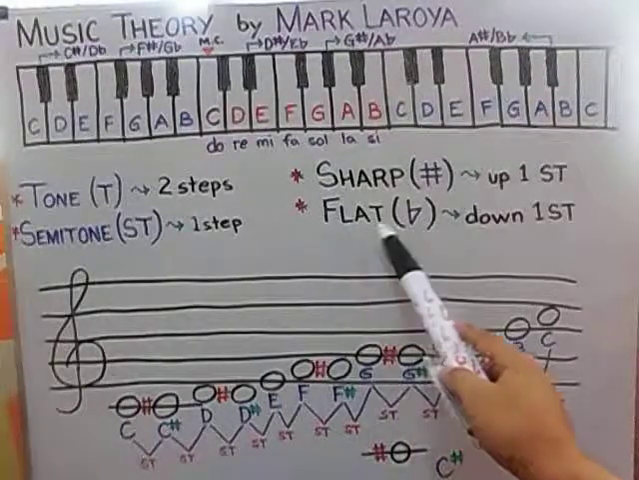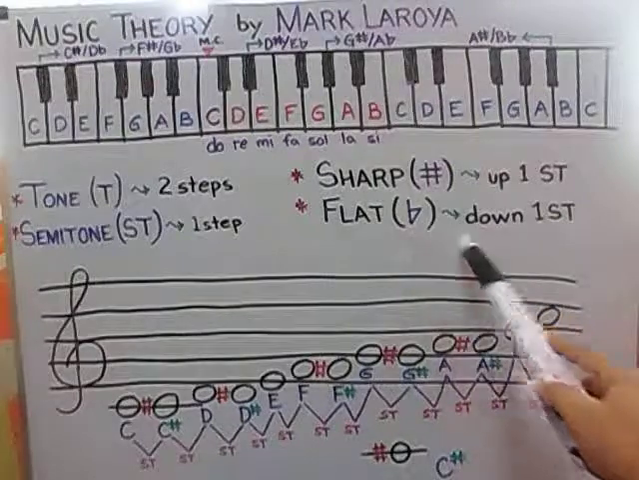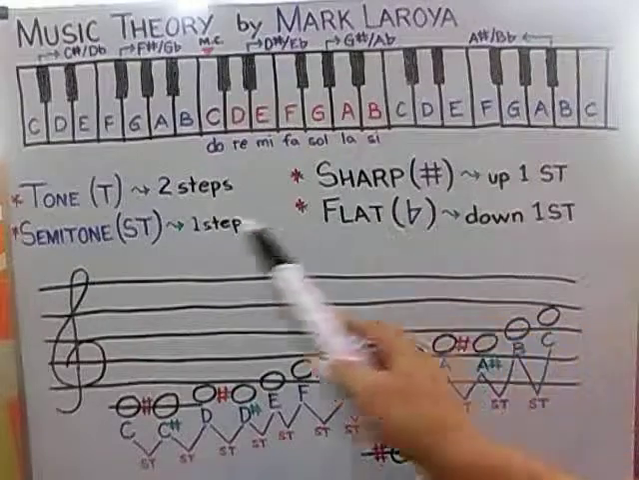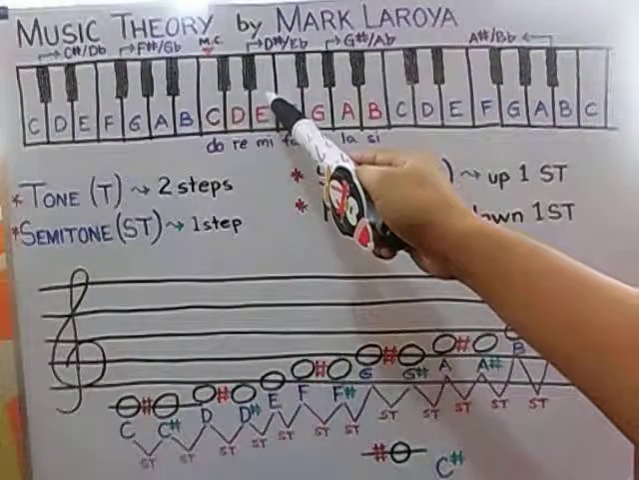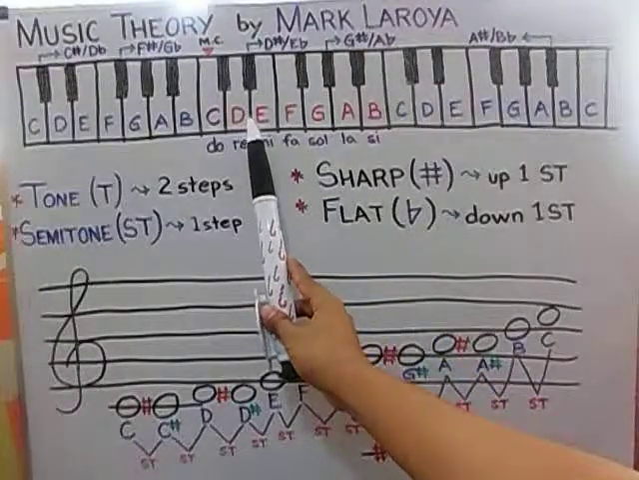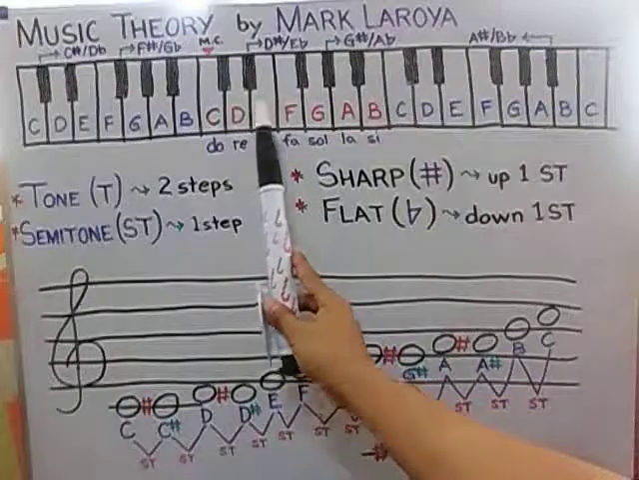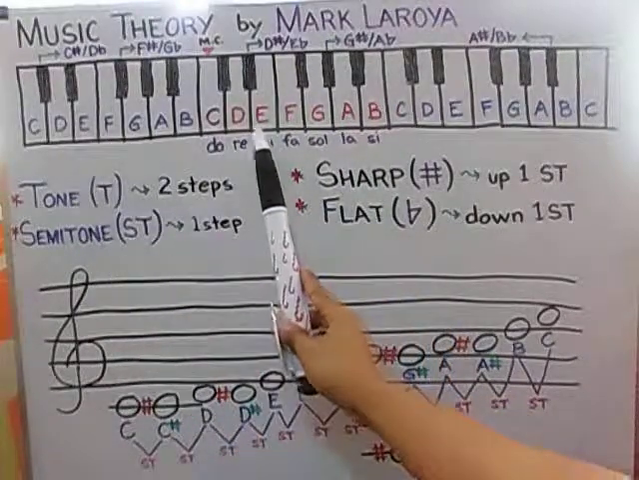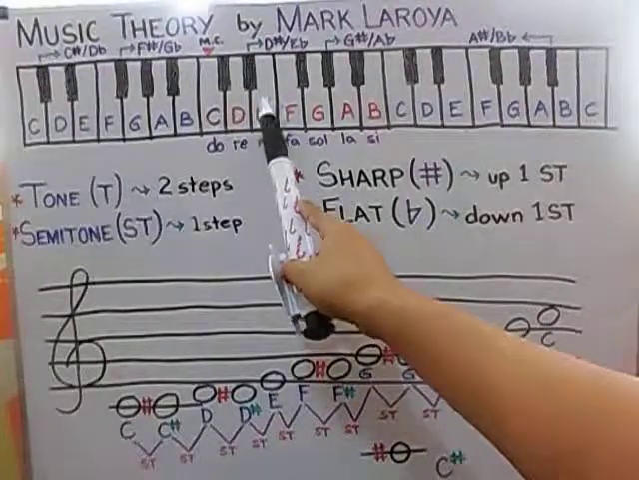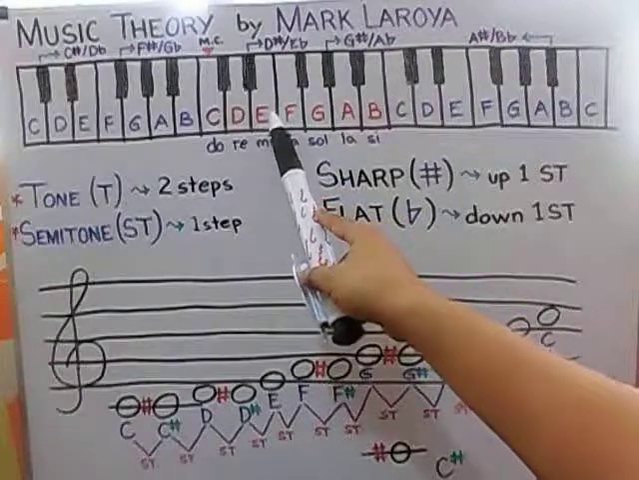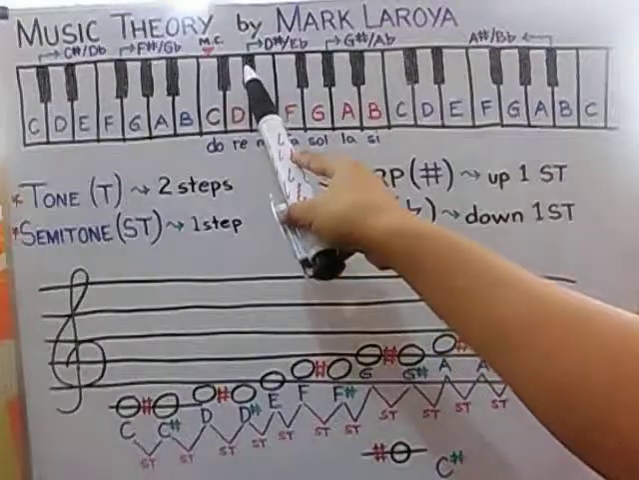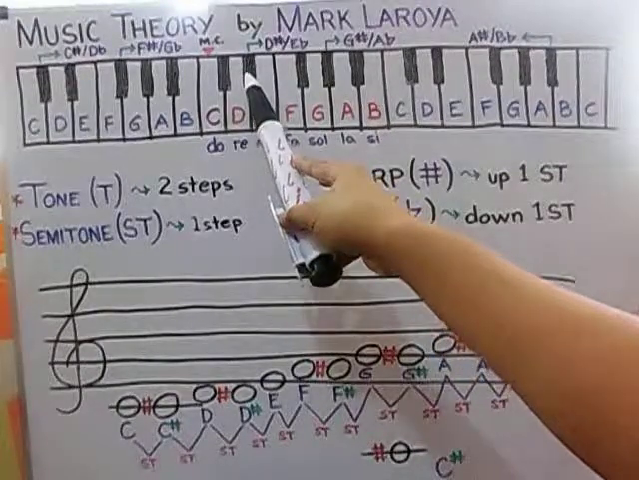Now, next is flat. This is the symbol for flat. It means the pitch will go down by one semitone or one step. For E, if we say flat, the pitch is going to your left. Sharp is going to your right. So if we say E flat, from E, one step going to your left. So this black key is E flat.